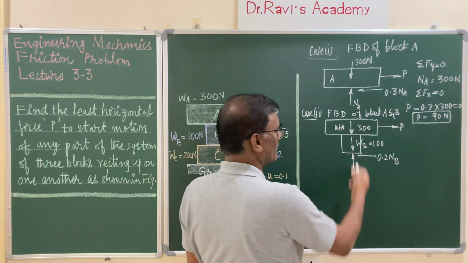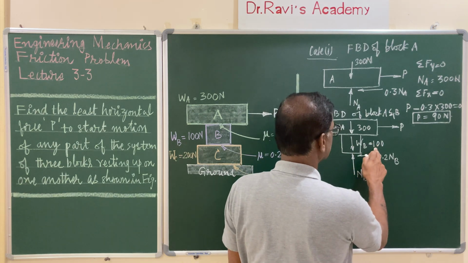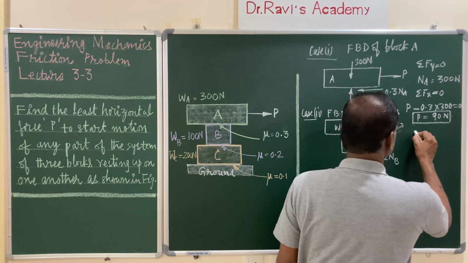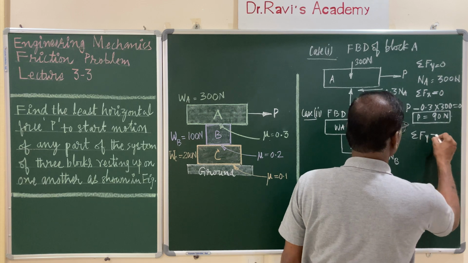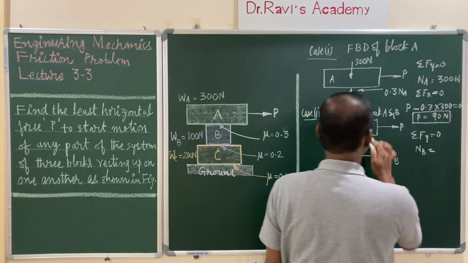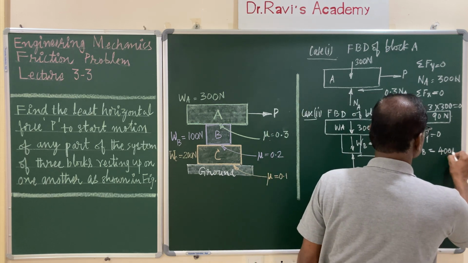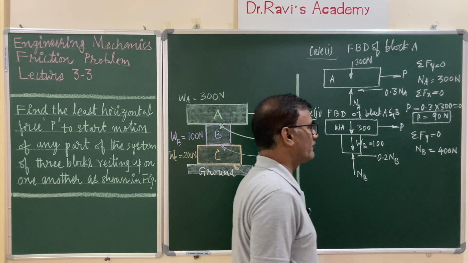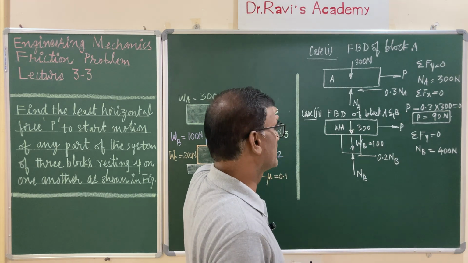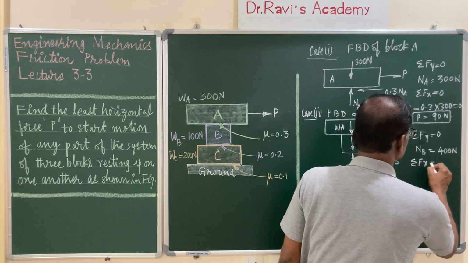So now you apply sigma Fy. So NB is equal to 300 plus 100, that is 400 newtons. By writing sigma Fy equals 0, you get NB equals 300 plus 100, that is 400 newtons. From that equation, you got the NB value, and now you write down sigma Fx equals 0.